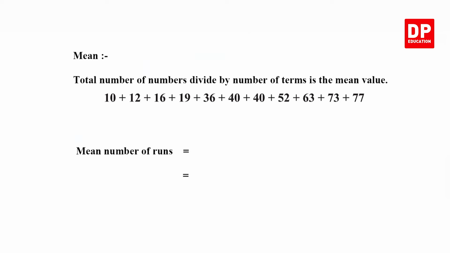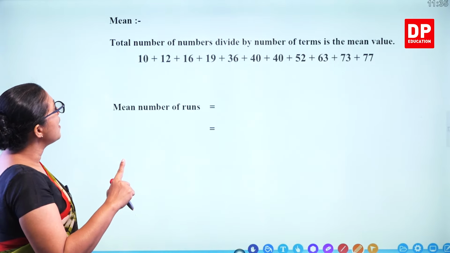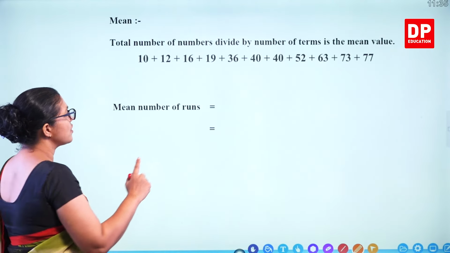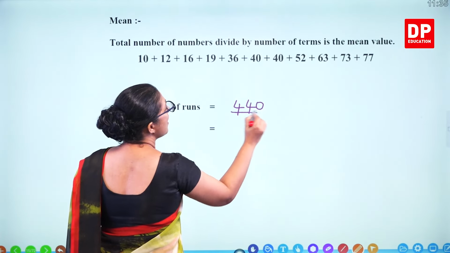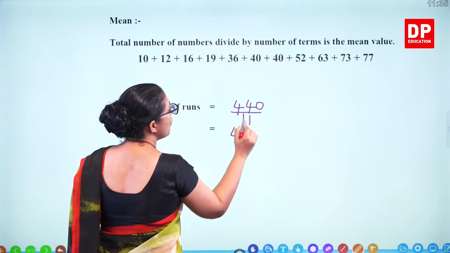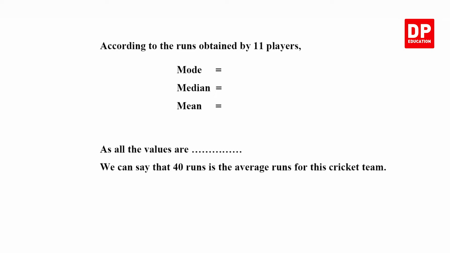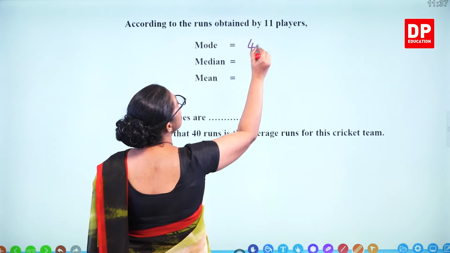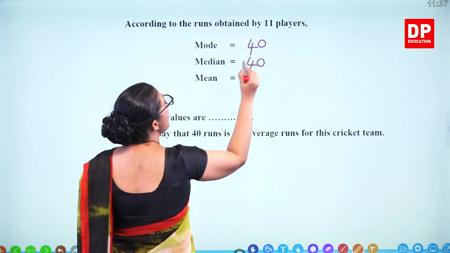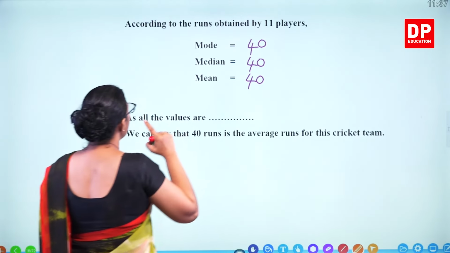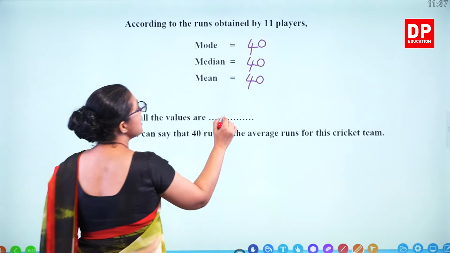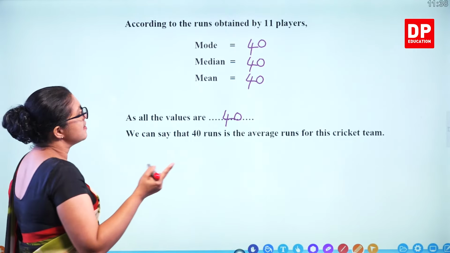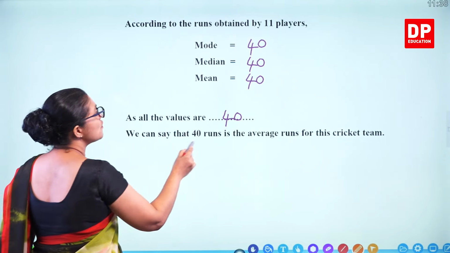So what's the mean? Take the total and divide by number of terms. So we did that before. Total is 440 divided by 11, so 40 runs. According to the runs obtained by 11 players, so we did that before. Mode, we got 40. Median also we got 40, and the mean also we got 40. So as all the values are 40, this is called the most representative value. Or you can say the average runs for the cricket team is 40 runs.